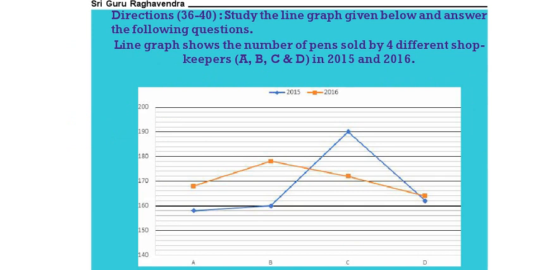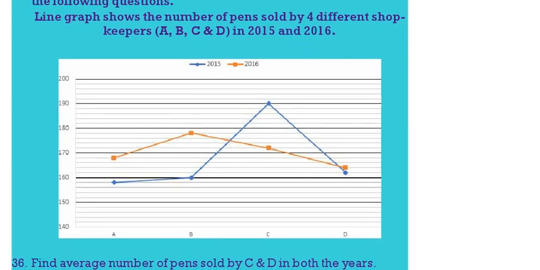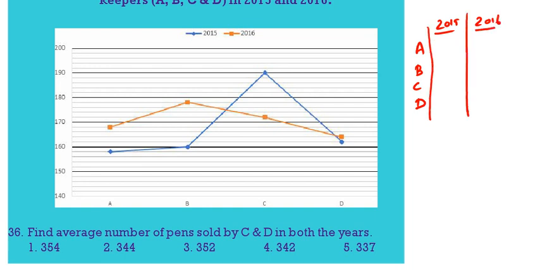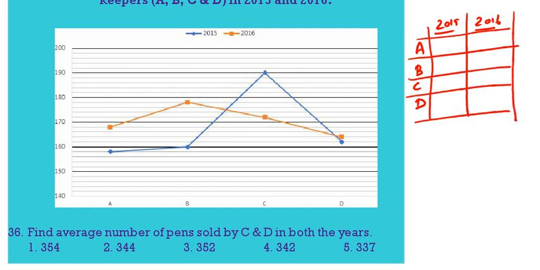Next question, study the line graph, then answer the question. So here we are given the number of pens sold by 4 shopkeepers, A, B, C, D, and we are having the years 2015 and 2016. Now based on this, first of all we should write down the values in the form of a table. After that we will go to the questions.